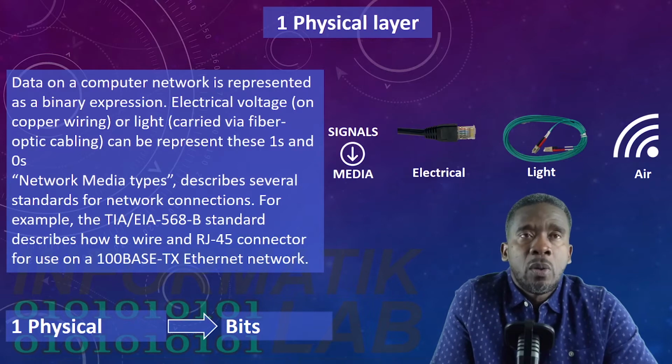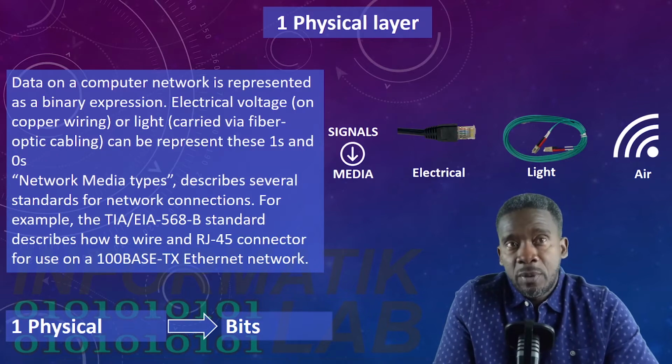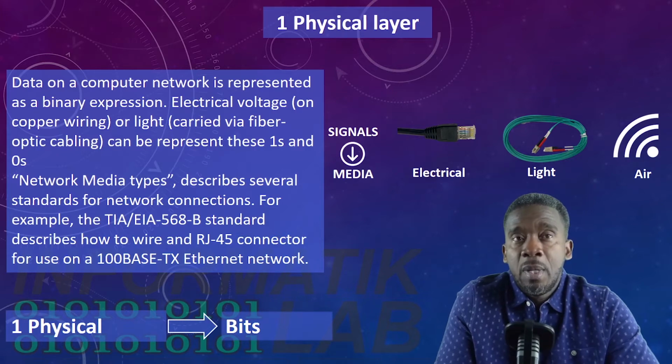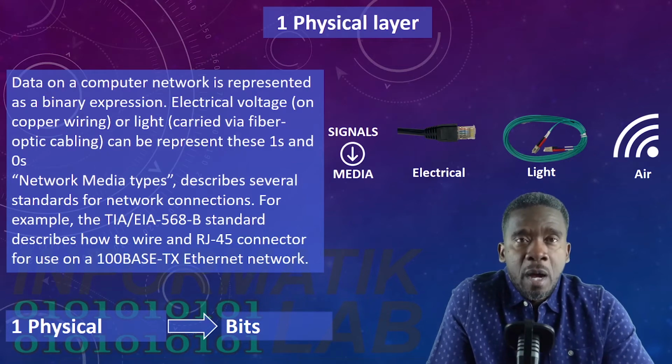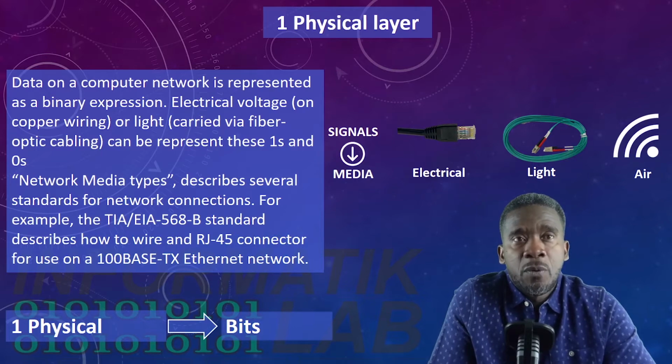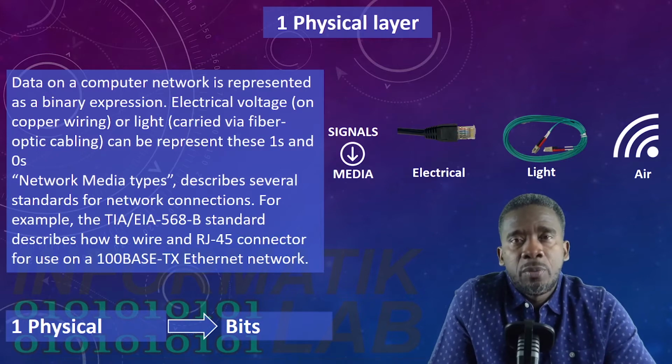Data on a computer network is represented as a binary expression: electrical voltage on copper wiring, or light carried via fiber optic cabling, can be represented as ones and zeros. Network media types describe several standards for network connection. For example, the TIA/EIA 568B standard describes how to wire an RJ45 connector for use on a 100BASE-TX Ethernet network. So again, when we talk about the physical layer, we see bits.